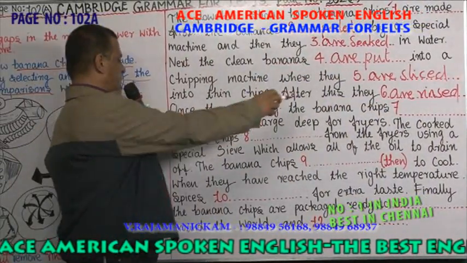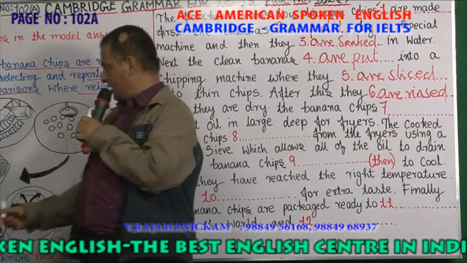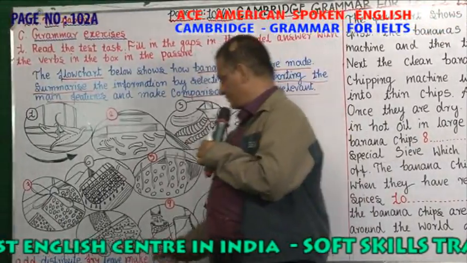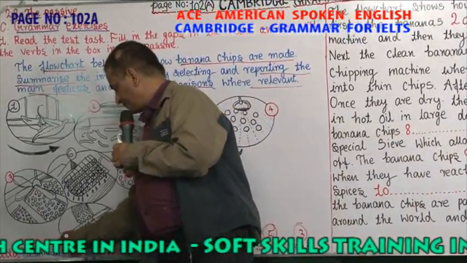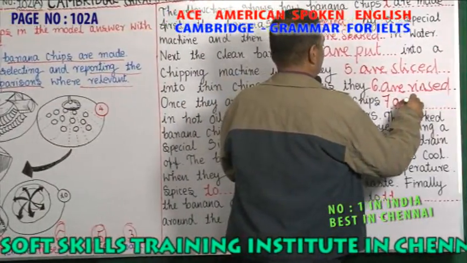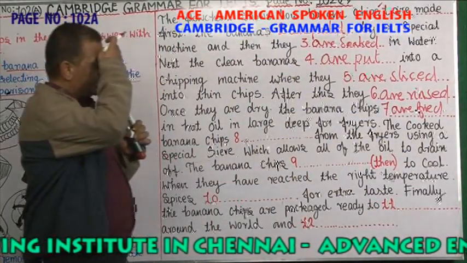Once they are dry, the banana chips, seventh one, are fried in hot oil in large deep fryers.